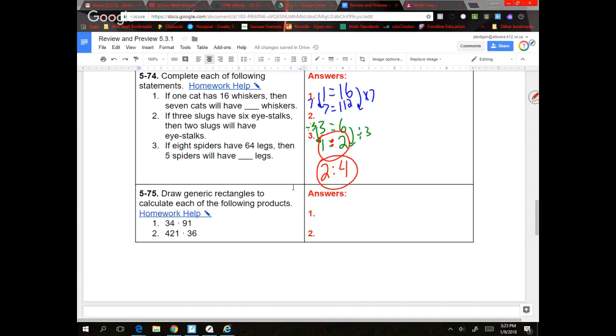eyes. Last one, spider. And most of you probably know how many legs a spider has already, so it made this one a little bit easier probably. But 8 spiders have 64 legs, which means 1 spider has 8 legs, which then finally means 5 spiders has 40. And I got that by going 1 times 5 is 5, so I'd have to multiply the 8 by 5 also, and got 40.